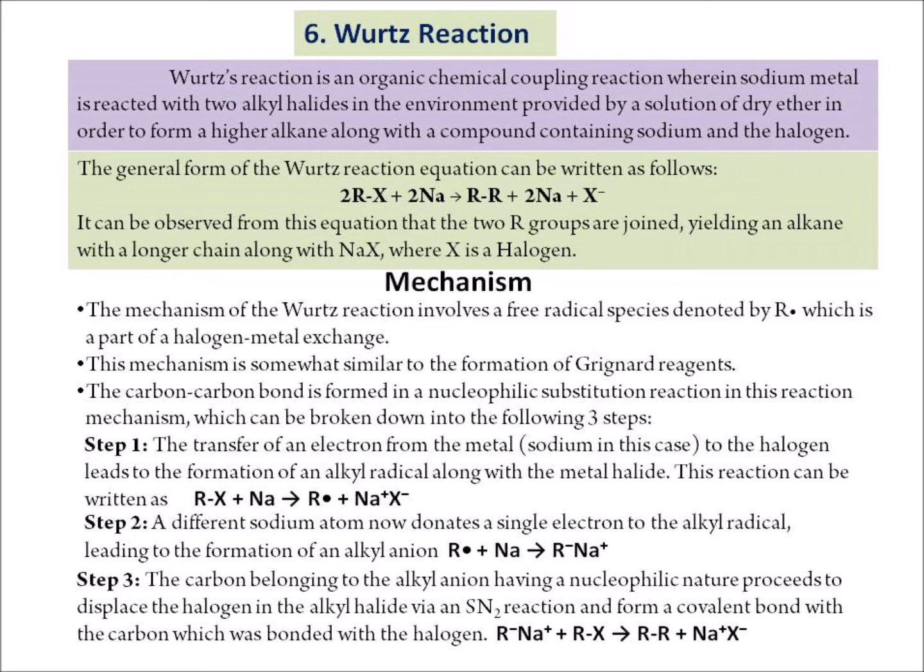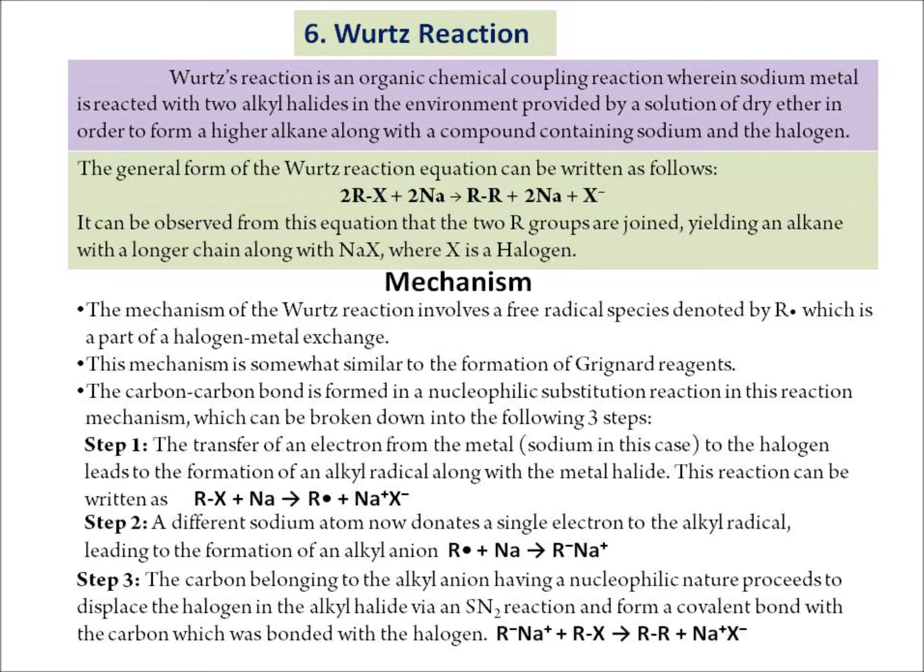The mechanism involves a free radical species denoted by R, which is a part of halogen metal exchange. This mechanism is somewhat similar to the formation of Grignard reagents. The carbon-carbon bond is formed in a nucleophilic substitution reaction. This reaction mechanism can be broken down into the following 3 steps.